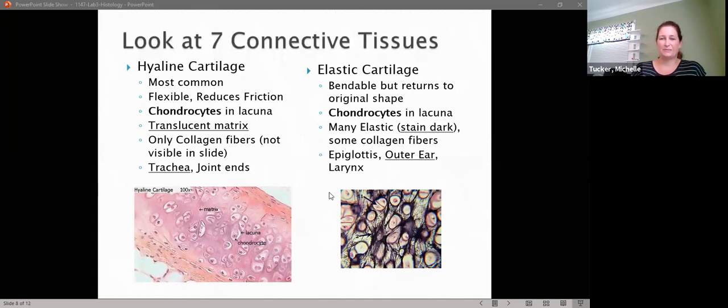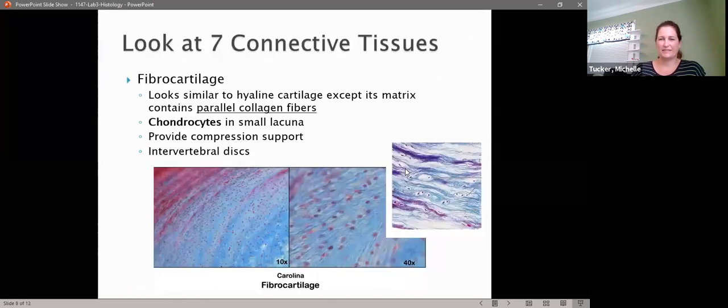Our last specimen of the day is fibrocartilage. Fibrocartilage is harder to stain, so sometimes you'll find it stained blue, and sometimes you'll find it stained a strange pink color. It's very good at resisting compression, so you'll find it in intervertebral discs.